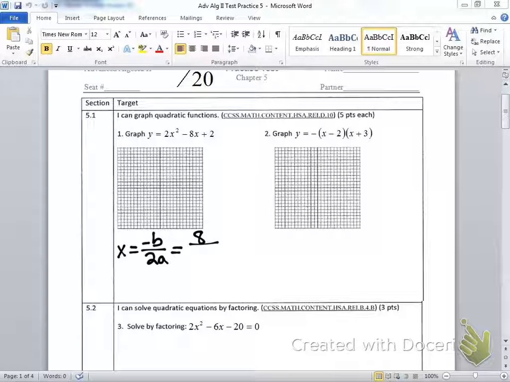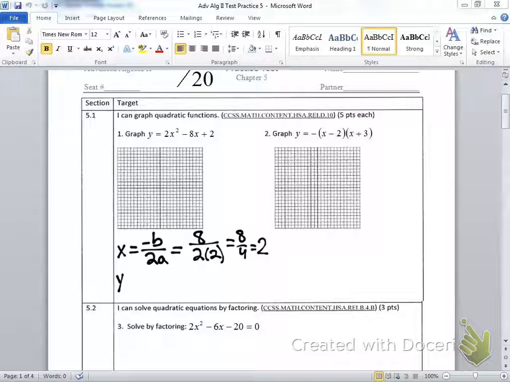All right, so negative b, so negative 8 over 2 times 2. So that's 8 over 4. So 2 is the x value of our vertex. How do I find the y value of the vertex?